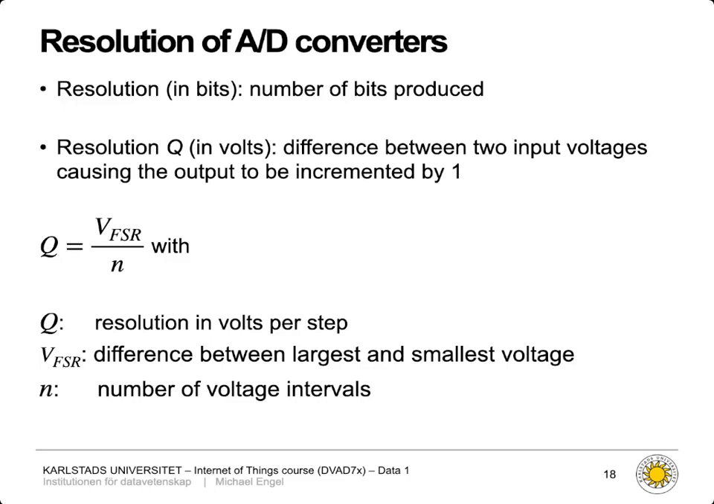And this resolution Q in volts is our reference voltage, so the difference between the largest and smallest voltage, for example, 5 volts to 0 volts, divided by the number of voltage intervals or the number of resistors in our divider. And that's the resolution in volts per step. So if we had 5 volts in the initial example here on the previous slide and 4 resistors, we would have a voltage resolution of 1.25 volts, which is not a lot. But maybe for some signals it's enough.